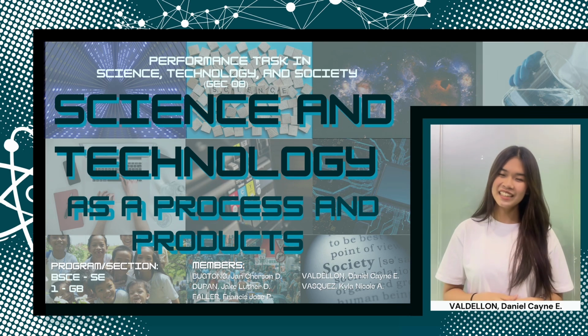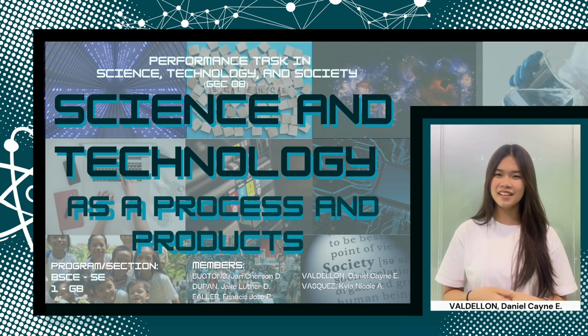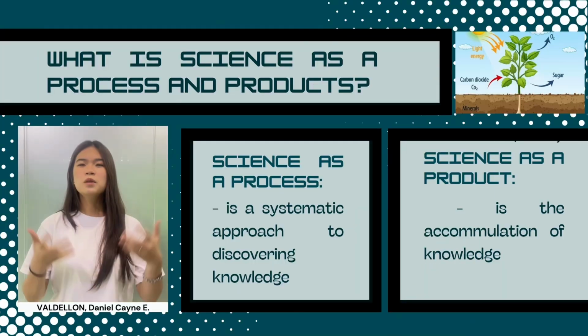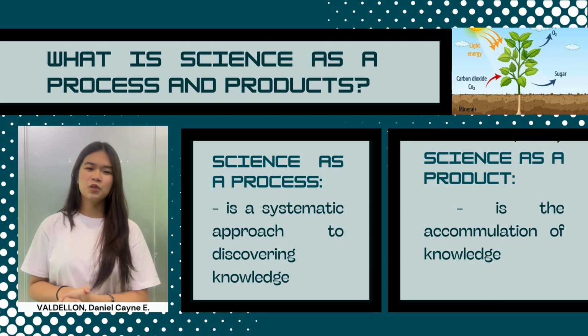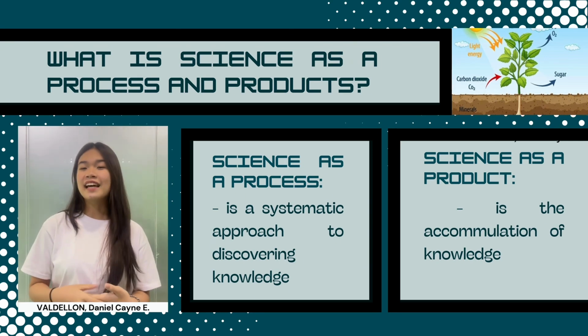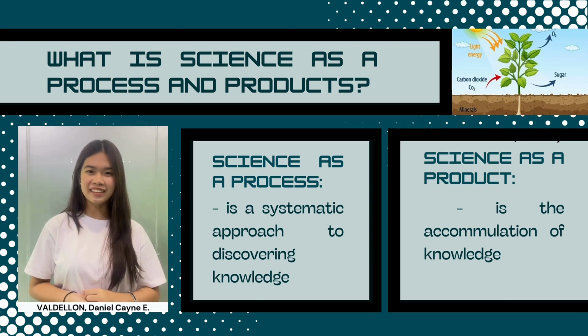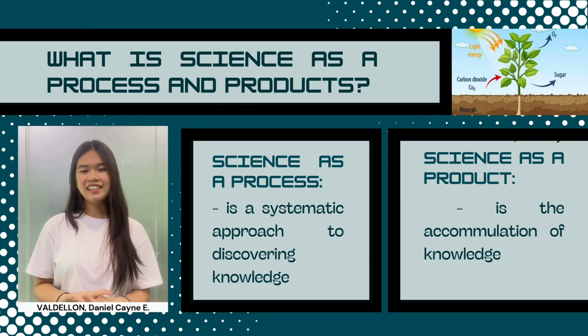Good day everyone, good day Ma'am Chi, and we will be discussing to you the process and products of science and technology. But what is science as a process? It is the systematic approach to discovering knowledge, while science as a product is the accumulated knowledge. Essentially, the process is about how we learn, while the product is what we learn.